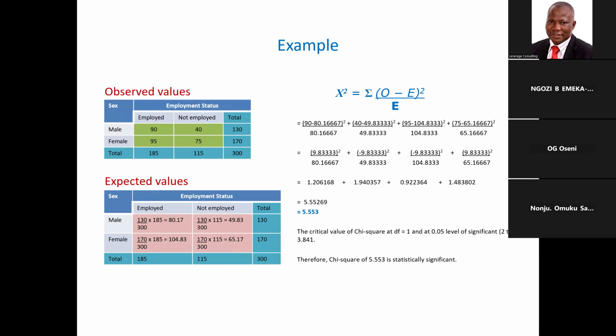If we look at the second row, you see that before you do the squaring, it gives you minus 9.83. The other one, 95 minus 104, will give you negative also, while 75 minus 65 will give you positive. You see, if you look at it very well, without squaring it, you discover that the negative will cancel the positive. So the logic behind squaring is to remove that.